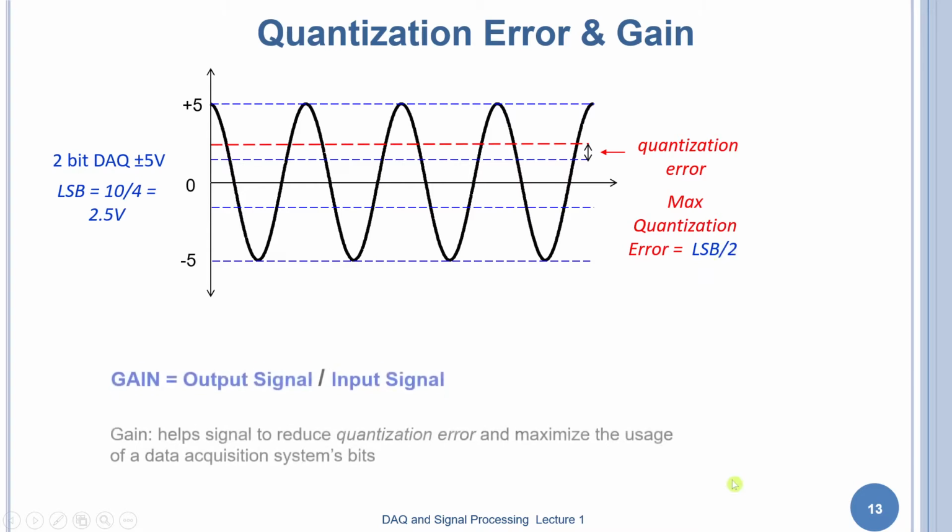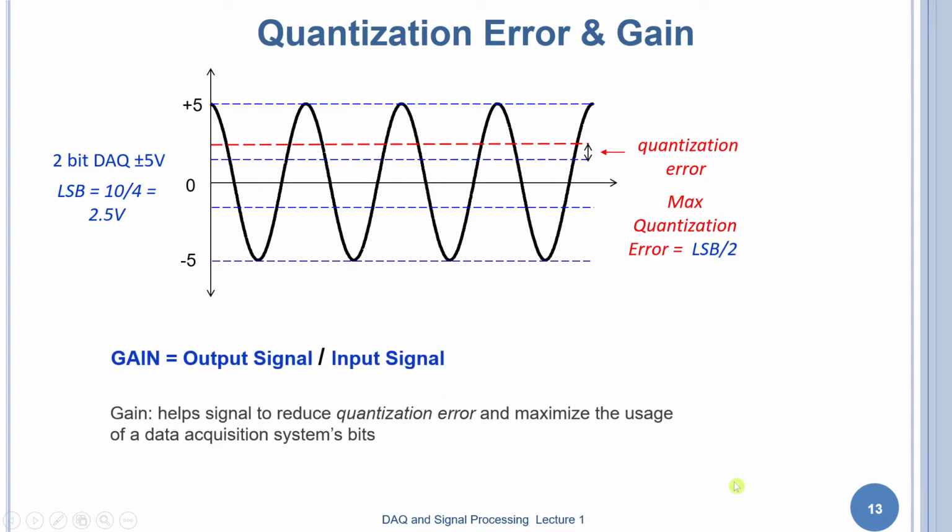Gain is defined as the ratio of your output signal to the input signal. Gain actually helps in reducing these quantization errors. We'll look at it in detail in the next slide.